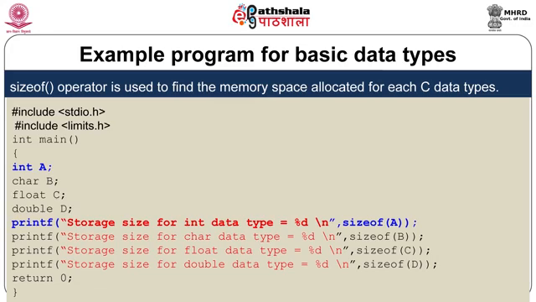So, sizeof A will display the storage size of the integer data type. Sizeof B will display the storage size of the character data type. Sizeof C will display the storage size of the float data type, whereas sizeof D will display the storage size of the double data type on the computer screen.